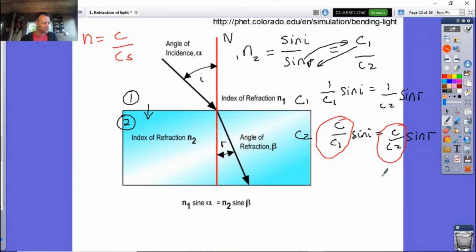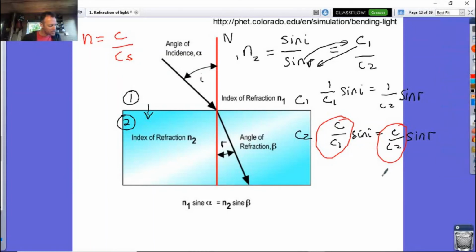It's a very, very useful equation. I'll make sure I write it exactly the same way in the book. That one is going to be N1, the refractive index of that substance. Sine I is then equal to that one, which is N2 sine R.